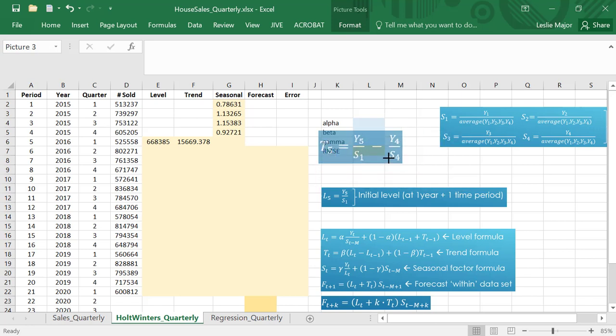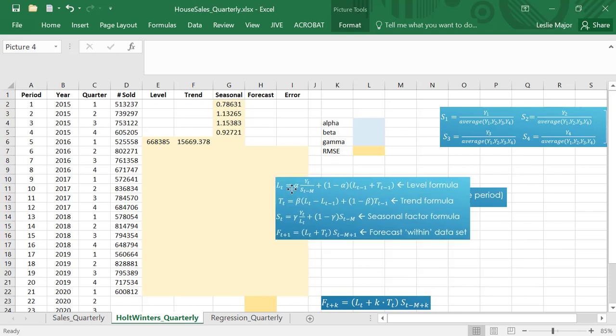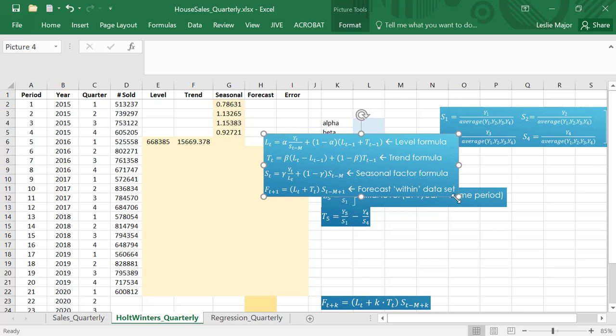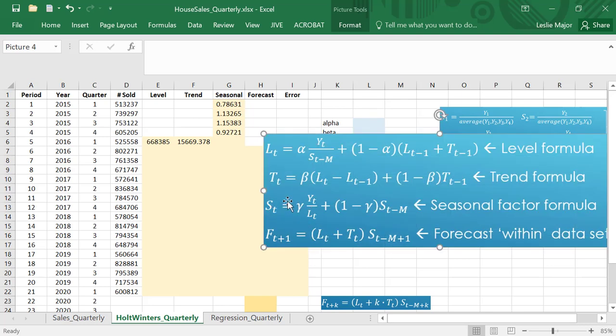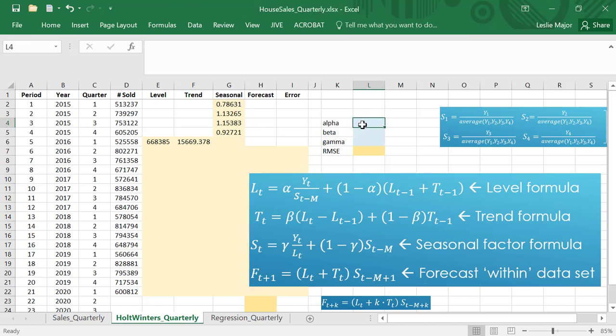Now moving on to our actual Holt Winters formulas. Now we're ready for those. So these guys right here. What I'm going to start with is the actual seasonal formula first, this guy. To do that, I need an alpha, beta, gamma. So let's pop in 0.1, 0.1, and 0.1. I always just start with those. Doesn't matter. We're going to use Solver to go and figure out the best ones there.